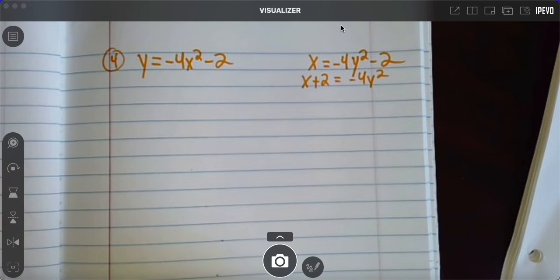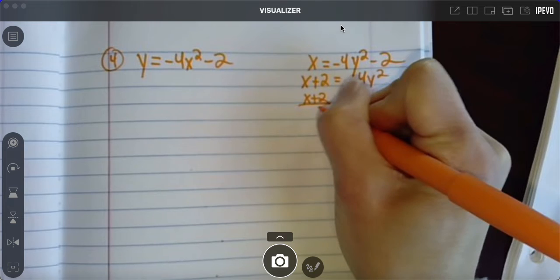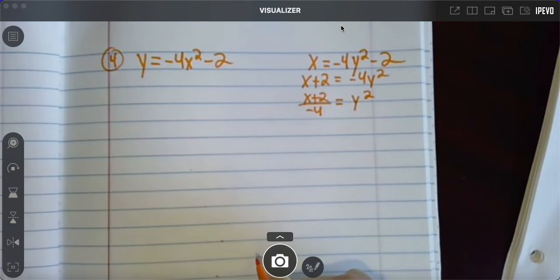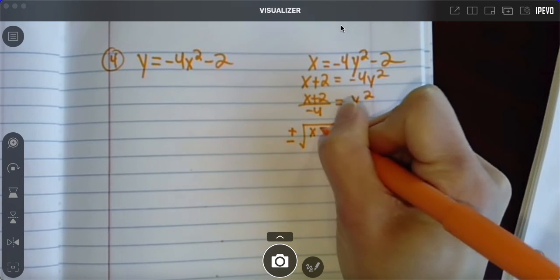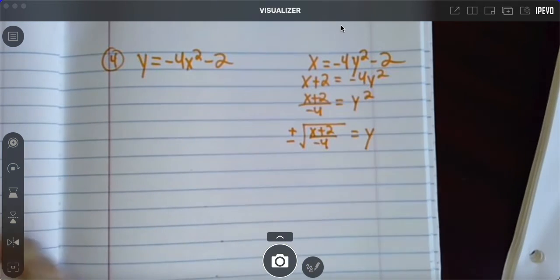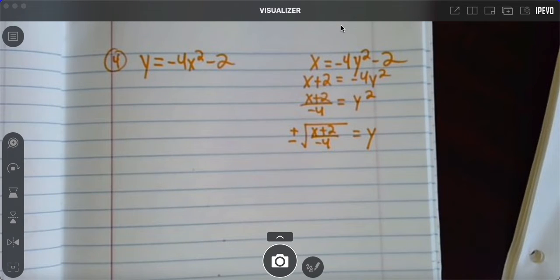Is everybody good with that? So I'm going to put x plus 2 divided by negative 4. And then our last step to get the y all by itself, I would square root. So we end up with a positive or a negative, right? So really, how many equations am I going to have to type in for this one? 3. I'm going to have to type in all 3 equations.